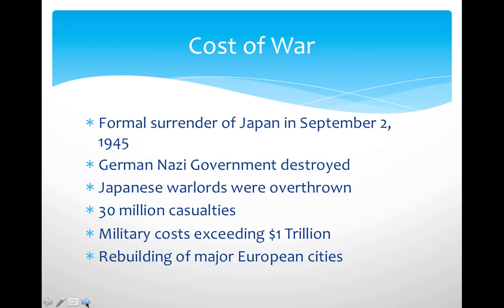The cost of the war: the formal surrender of Japan on September 2nd, again destroying the Japanese warlords, as well as the German Nazi parties destroyed. 30 million casualties are a result on both sides of the war. The military cost exceeding $1 trillion, and the rebuilding of European cities, especially noted in your text, is the rebuilding of Kiev, which again is going to be a city of contention to this day.